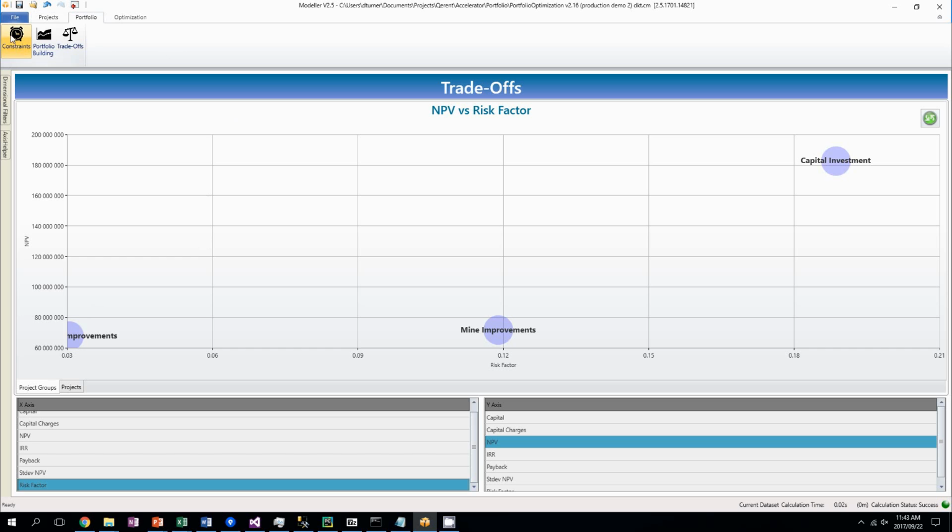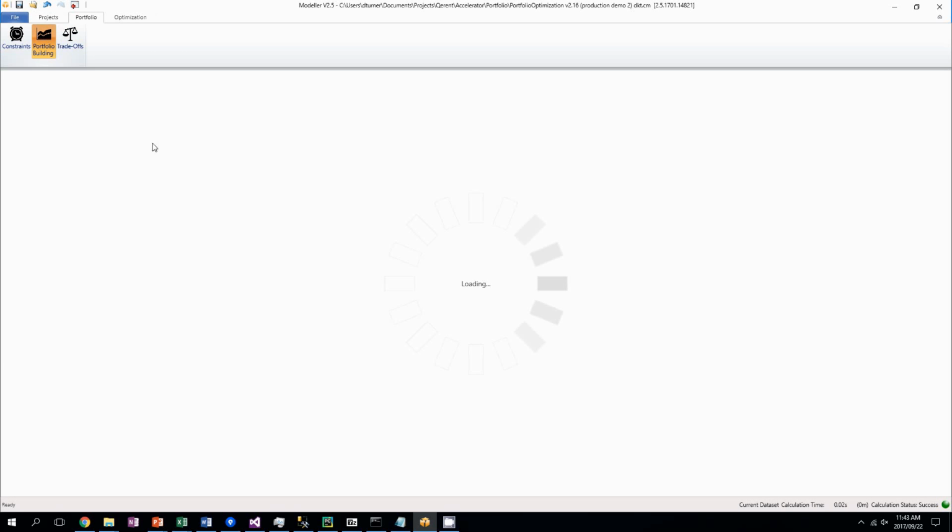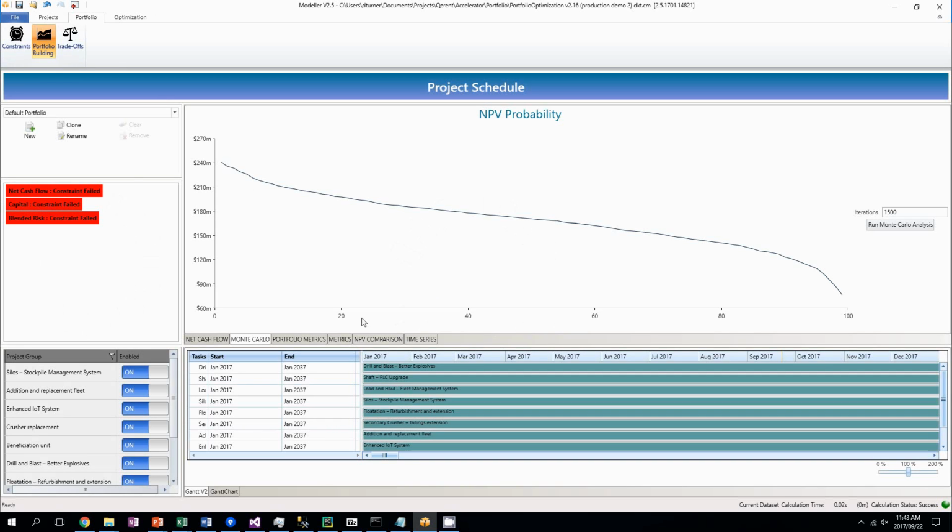Now, the next step is to choose a portfolio of projects, in other words, a selection of which projects go ahead and which do not, which would lead to the ideal combination of capital investment, risk, and NPV. And the first thing that one could do is have a look at the various options for the portfolio. You can create a new portfolio using this control in the top left. I'll call it example portfolio.